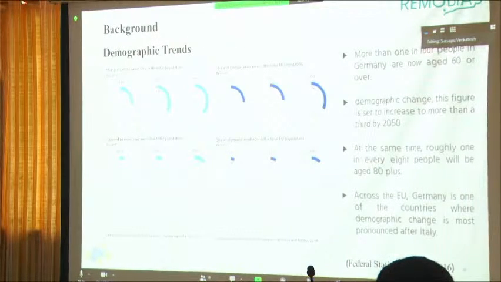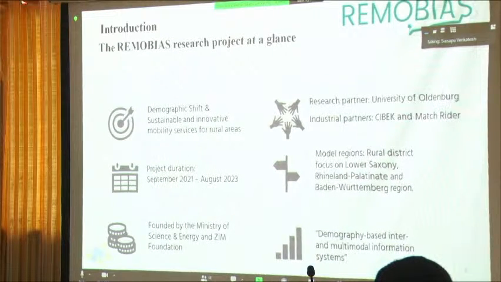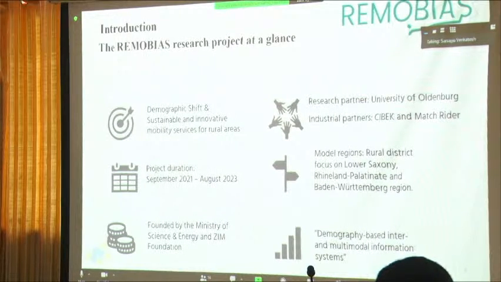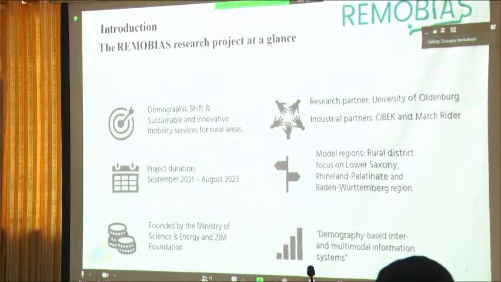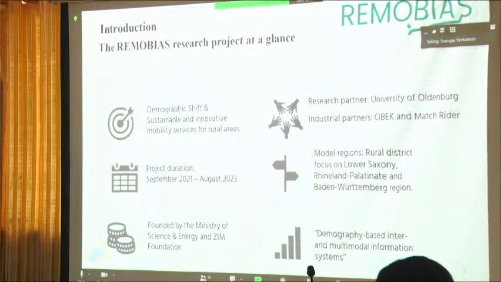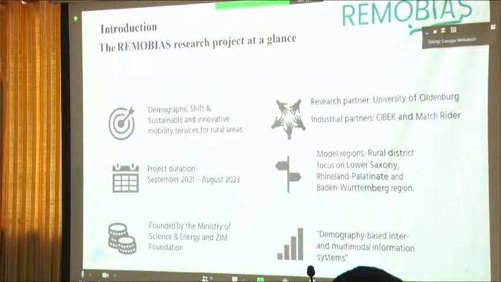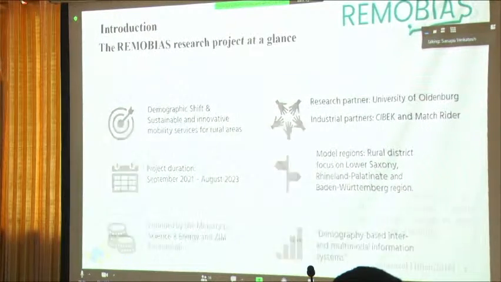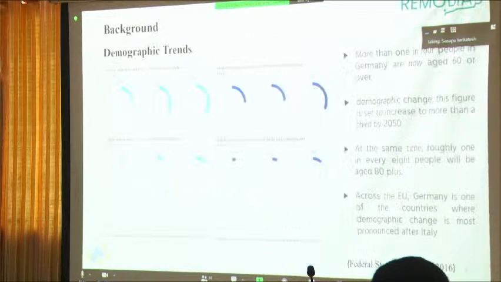My project, the NM-AIST project, is funded by the Ministry of Science and Energy Technologies, against the background of demographic shift, by considering sustainable mobility as a main goal. That means the University of Oldenburg has joined hands with our industrial partners, which is feedback. Feedback is a company that is good at making user-friendly applications for elderly people. Mathread is also good in carpooling systems. So let's get back to the background of this project.